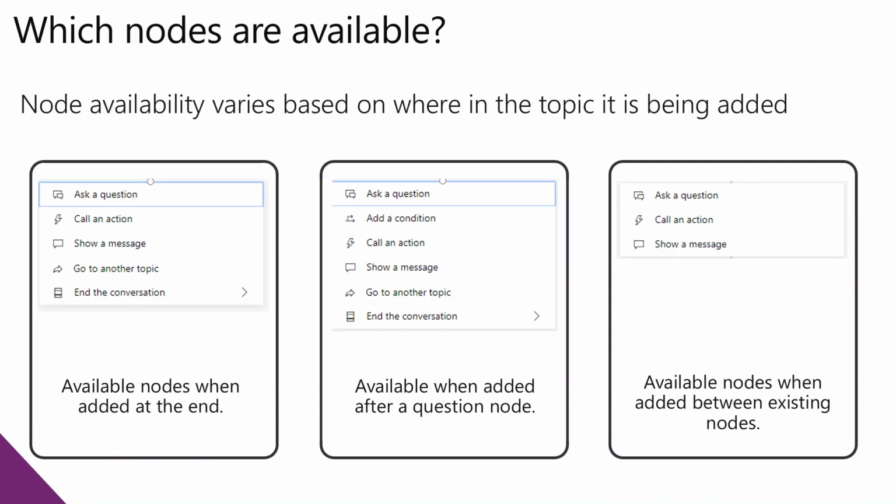Depending on where in the topic it's been added, you've got different nodes that are available. So it guides you through this, showing you what you can actually do. If you can't see a particular node that you want, it's probably because you're at a part of the topic where it's not applicable.